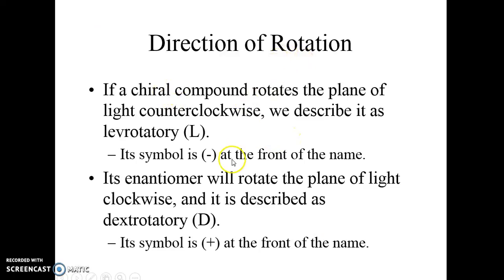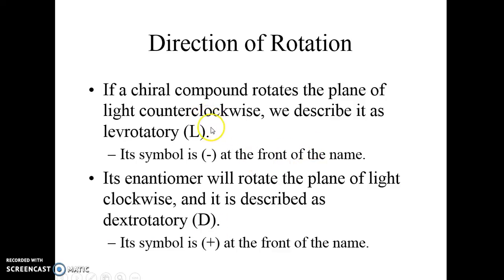The direction of rotation cannot be determined from the structure of the compound. You can only get it from experimentally determining it. And we have 2 ways of indicating this. We can either use L for levorotary, and we put a minus in front. That means it rotates light in the negative direction, which would be counterclockwise. And we use D, and the symbol is plus because it rotates light in the positive direction, clockwise. D stands for dextrorotary.